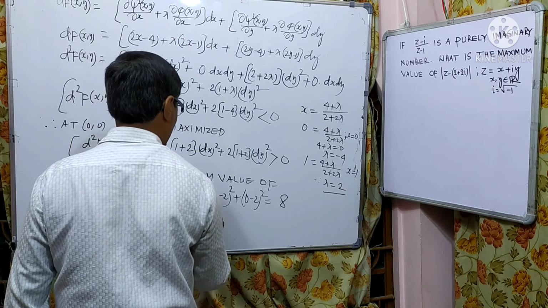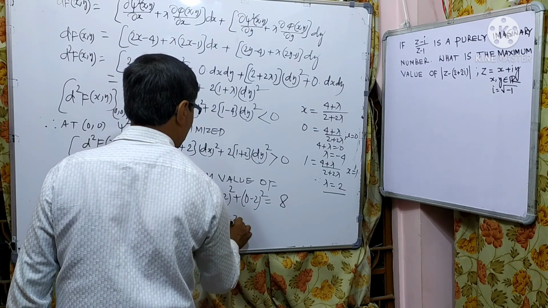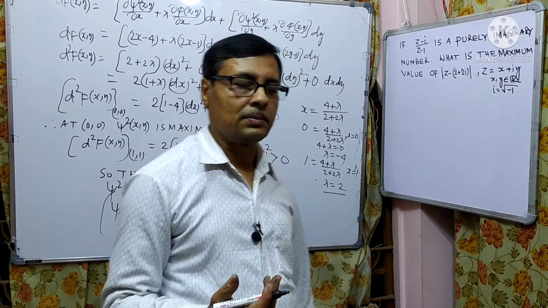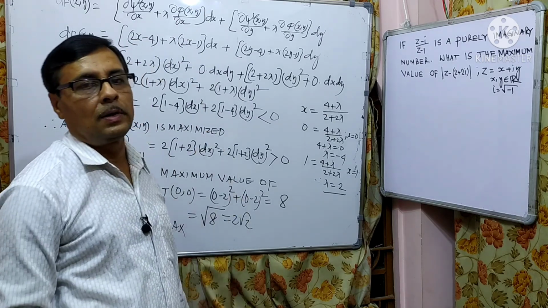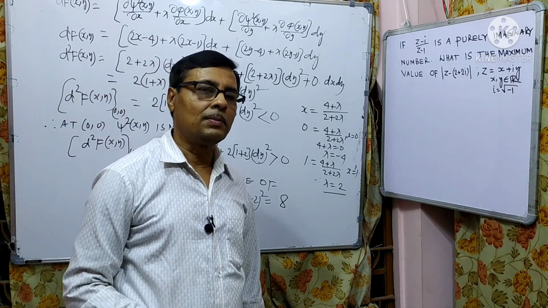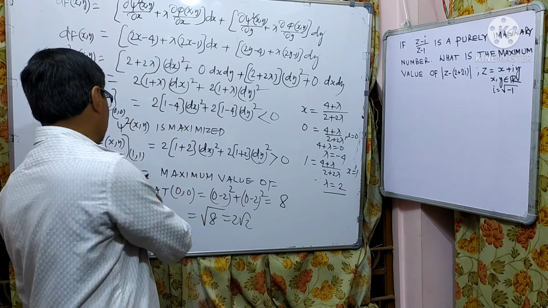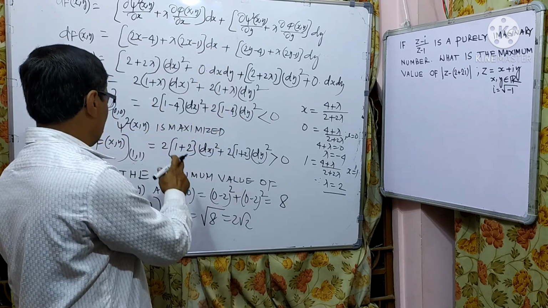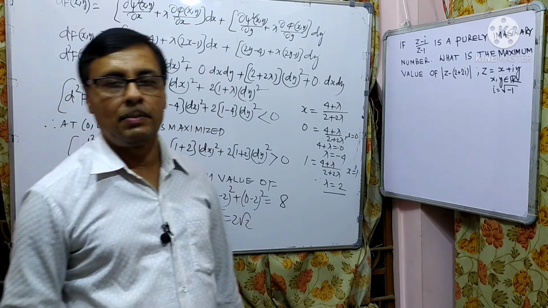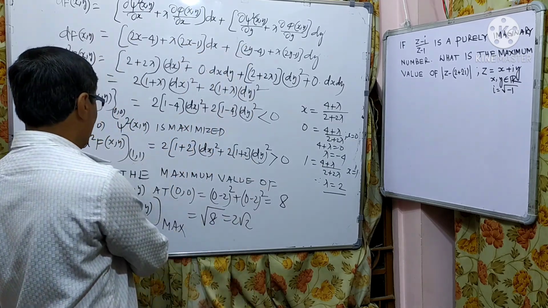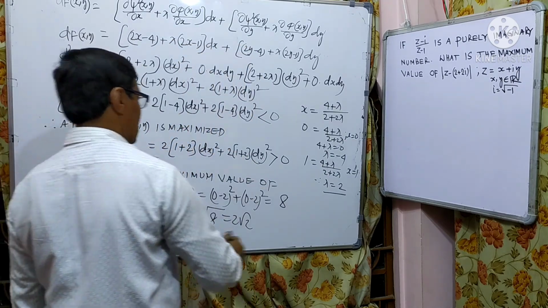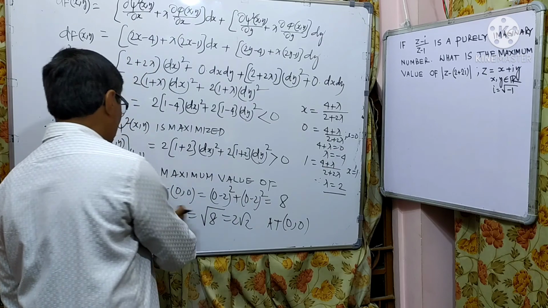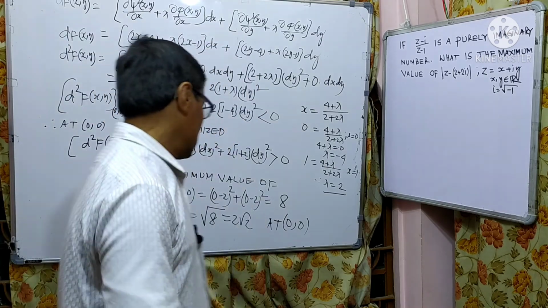So psi x y max is the root of 8, that is 2 root 2, because if psi square x y is maximized, then also psi x y is maximized, because the value of psi x y is non-negative, that is always greater than or equal to 0. So if psi square x y is maximized at any point, then at that point also psi x y is maximized. So psi x y is also maximized at 0 0, and the maximum value of psi x y is 2 root 2.